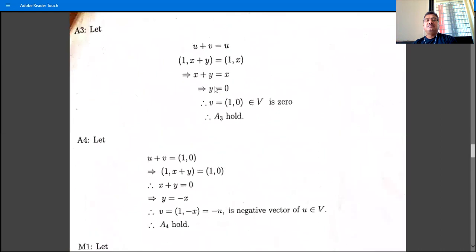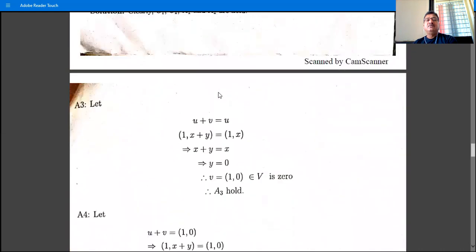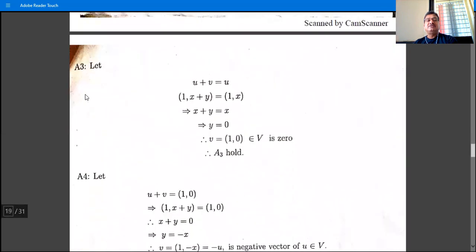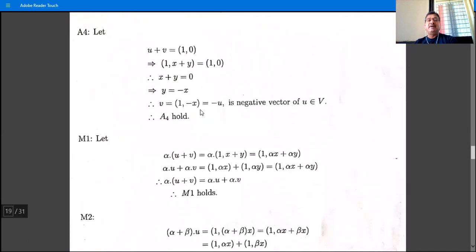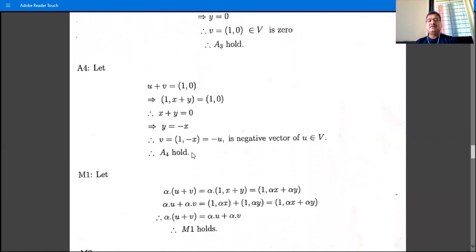So this is the proof. So addition of every two elements belongs to V. This holds C1, C2, A1, A2 hold. This is the proof of A3, A4. So what is the zero element? (1, 0) is the zero vector, because if you add (1, 0), then we have the answer (1, 0) again. That is, (1, 0) is the zero of this set, because if you add (1, 0), then we have the same answer.